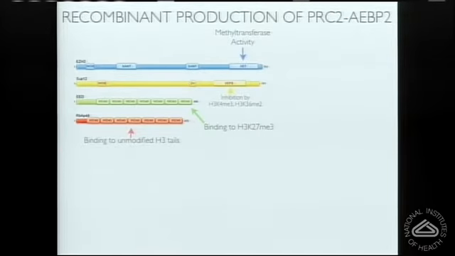And additionally, there's RBAP48, a component that is also a WD40 domain that binds unmodified histone tails and just gives the complex general affinity for chromatin.